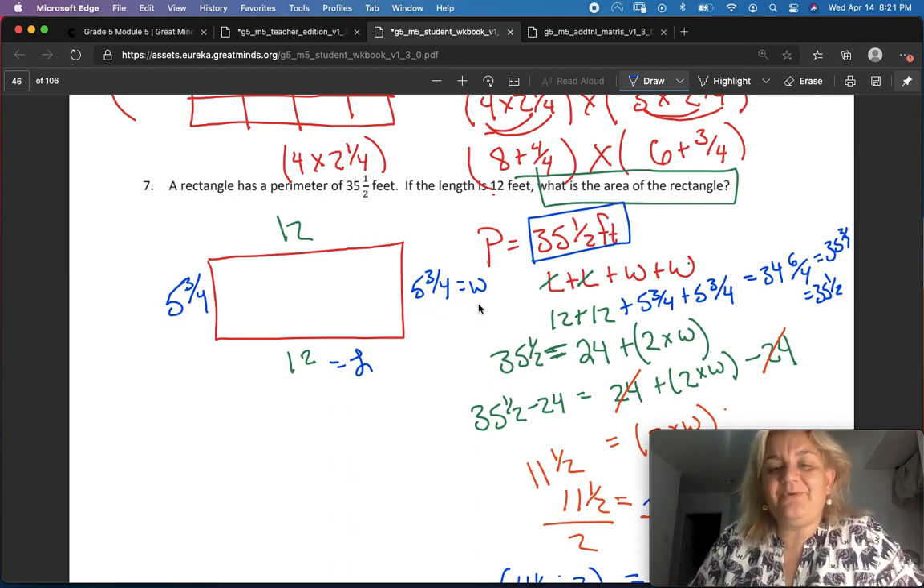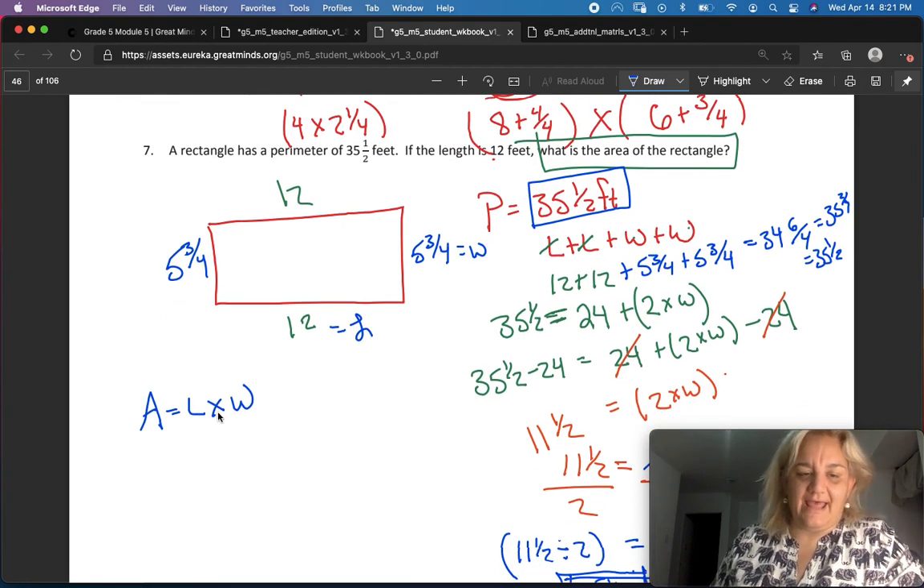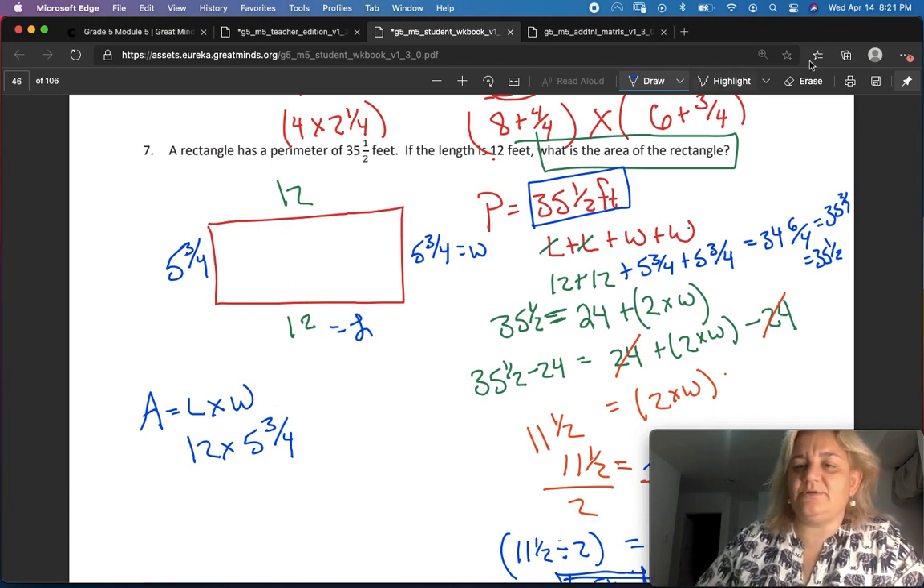Now, how do I find the area? Area equals length times width. So I can multiply 12 times 5 3/4. Okay? Now, if you want to multiply it, yes, but I'm going to show you here with our tiles.